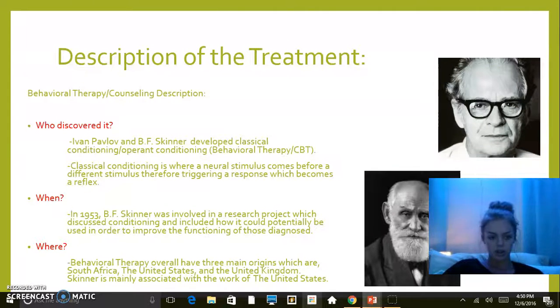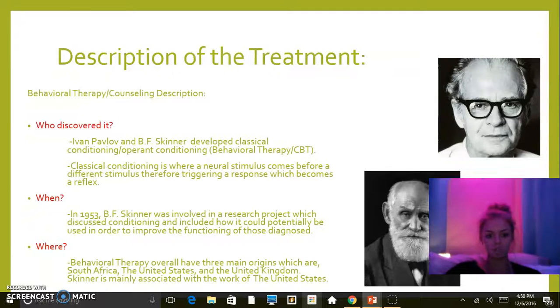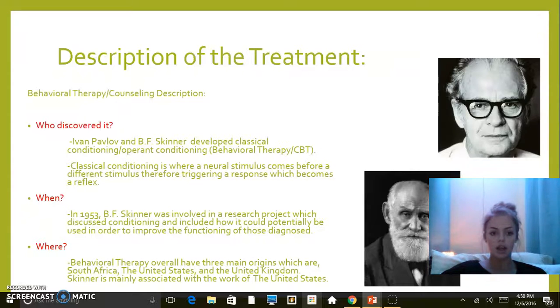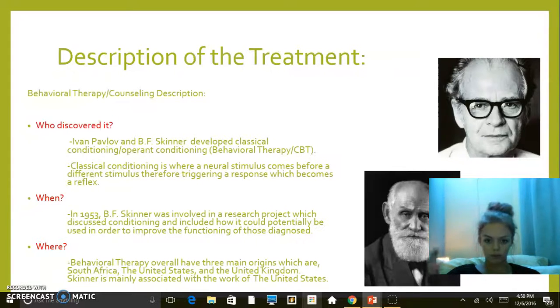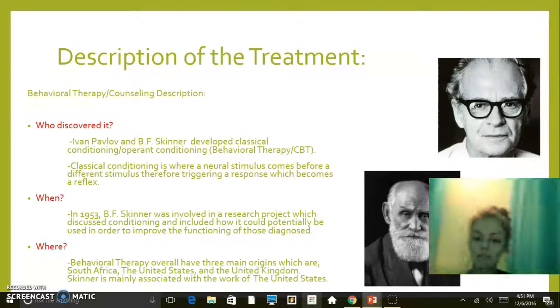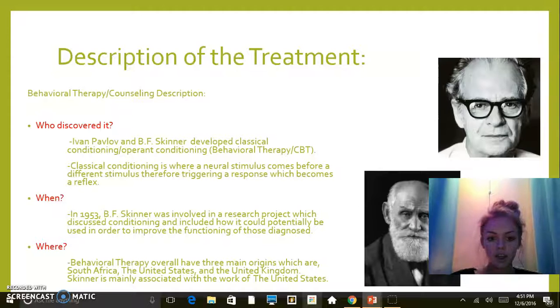So next, I have a description of the treatment. Behavioral therapy / counseling. Who discovered it? Ivan Pavlov and B.F. Skinner, who you've probably heard of throughout our psychology course because they're pretty crucial figures. So I thought it would be good to include them. They kind of developed it. They developed classical conditioning and operant conditioning, which is in the same area as behavioral therapy and CBT, so it kind of tag teams with them. Classical conditioning is where a neutral stimulus comes before a different stimulus, therefore triggering a response which eventually will become a reflex.